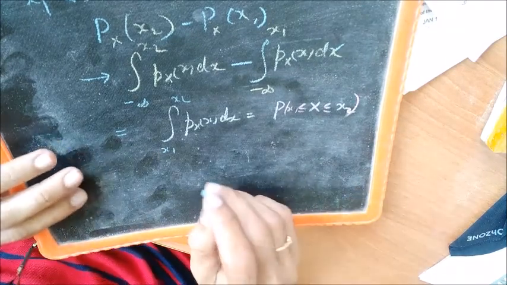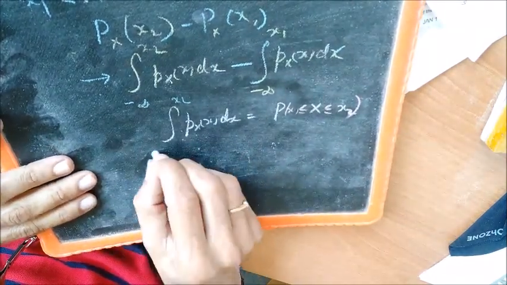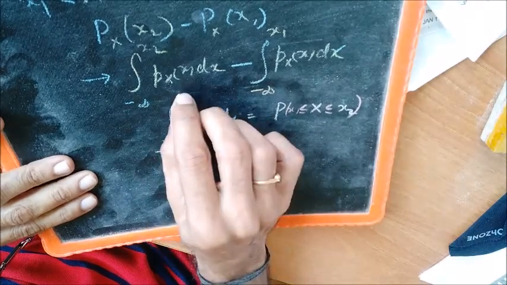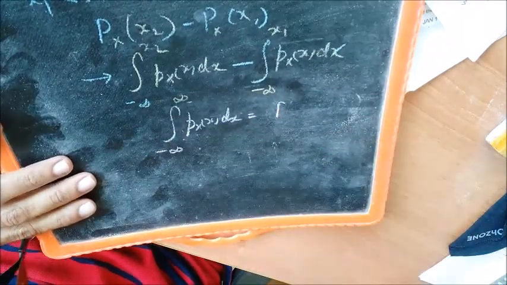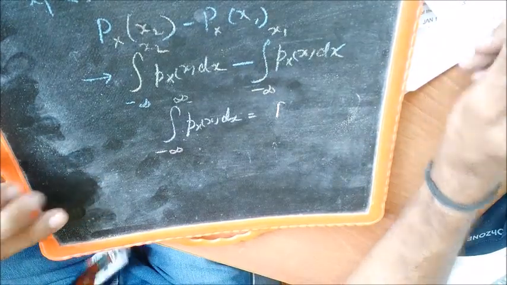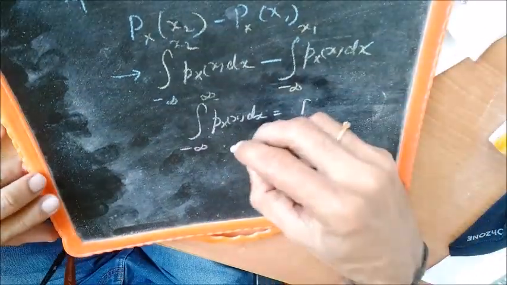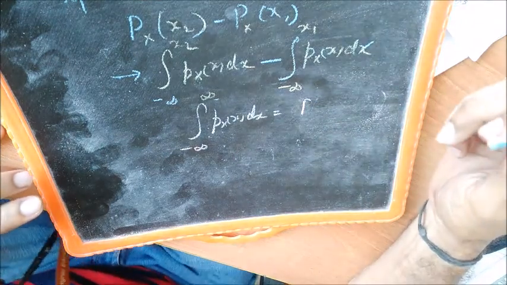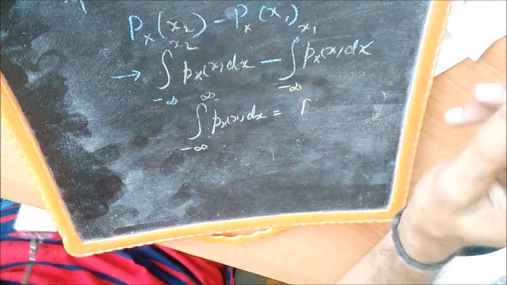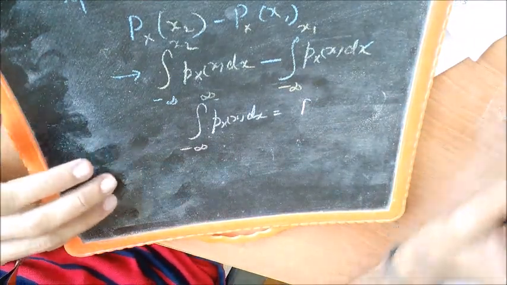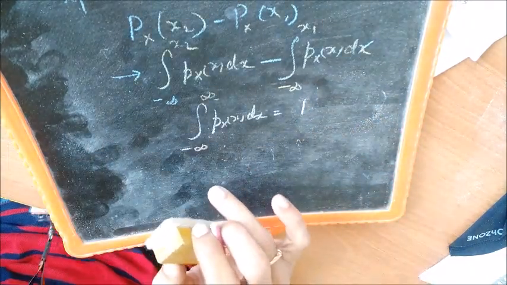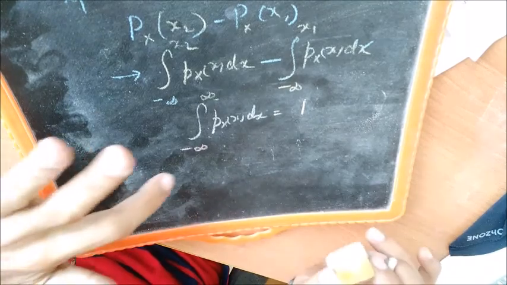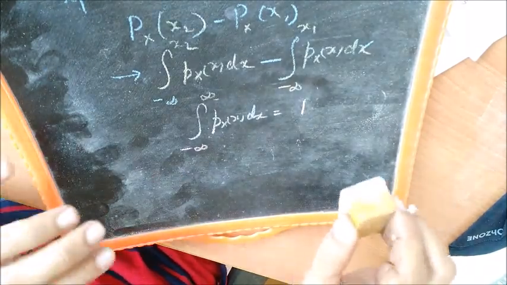And this says that this will be 1, because it is a definite event. What is the probability of the random variable taking a value between minus infinity and infinity? It is a definite outcome. So the probability is 1. So any density function, if it is a probability density function, if it is integrated from minus to plus infinity, the result has to be 1.